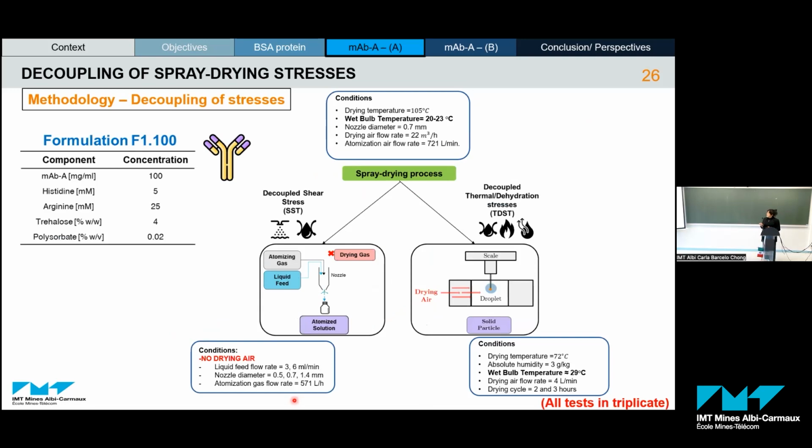From the decoupling of stresses performed for the monoclonal antibody, we will use the same setups used for the model protein and the same conditions for each one: for spray drying, for the decoupled shear stress, and decoupled thermal dehydration stress test. But in this case, the formulation we are using contains our monoclonal antibody at a concentration of 100 milligrams per ml using 4 different excipients: histidine, arginine, trehalose, and polysorbate 80.